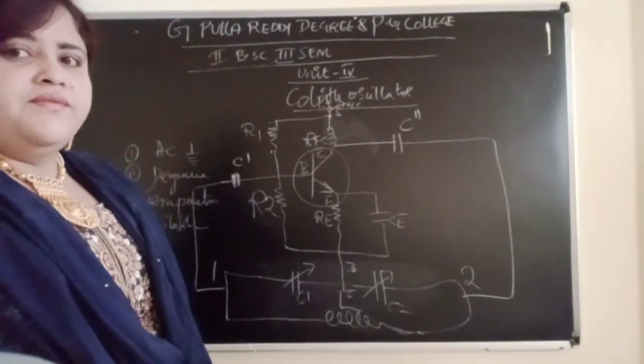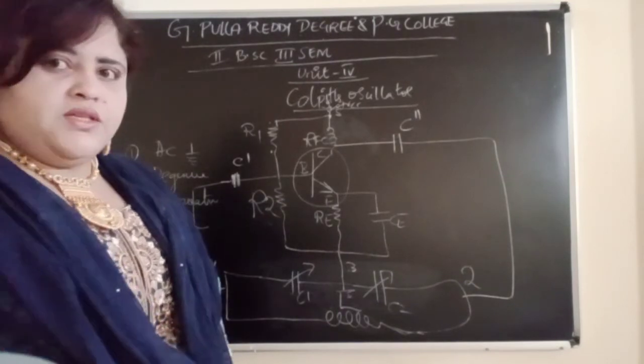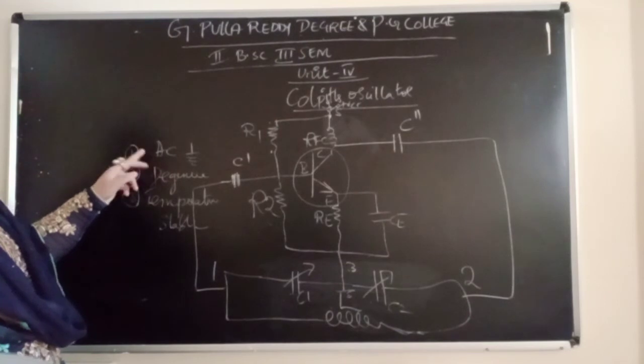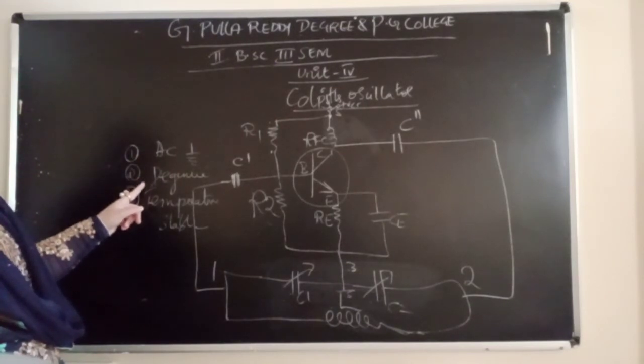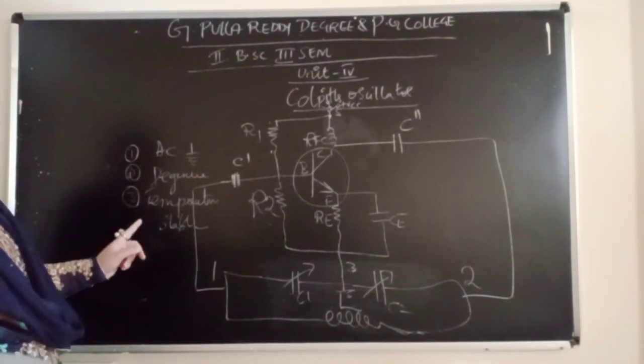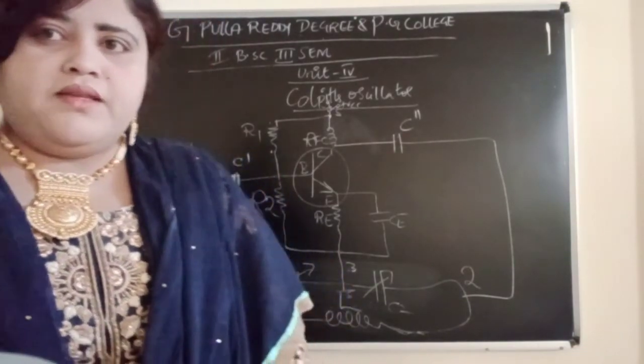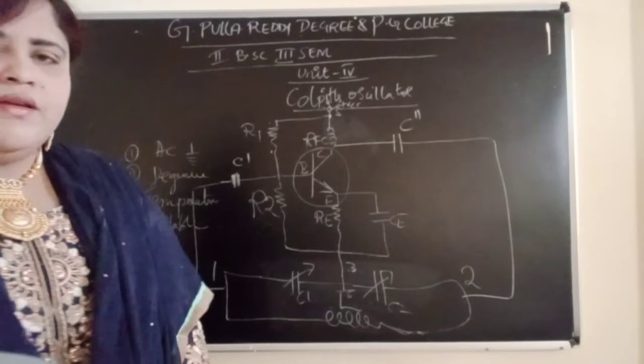CE is nothing but which will do three operations. First, it provides the AC to ground. It will not allow the circuit to become degenerative and it will keep the temperature stable. This is the operation of CE.